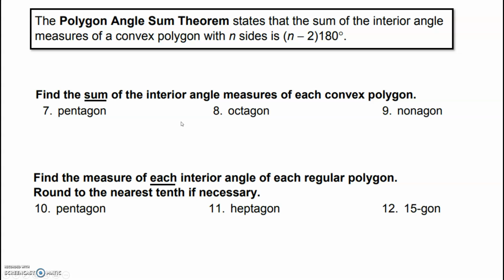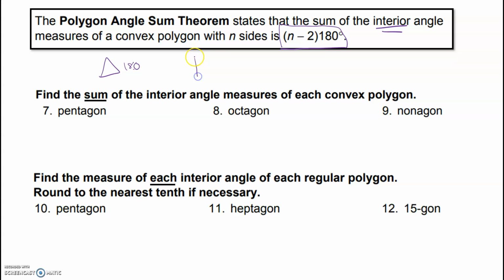The next part is the polygon angle sum theorem. Basically it says if you want to find out what the interior angles add up to, you've got a little formula here, and it says take the number of sides and subtract 2, multiply it by 180. Where did this formula come from? Well, it came from triangles. We know the angles of a triangle add up to 180, right?